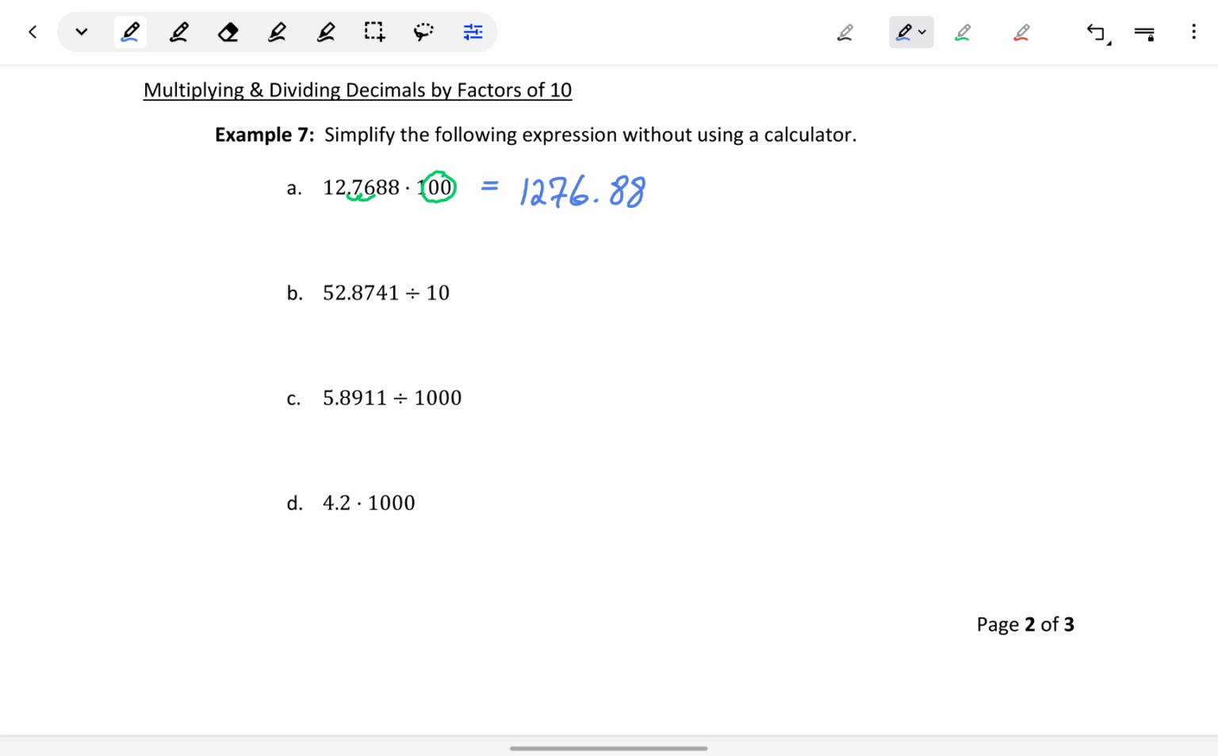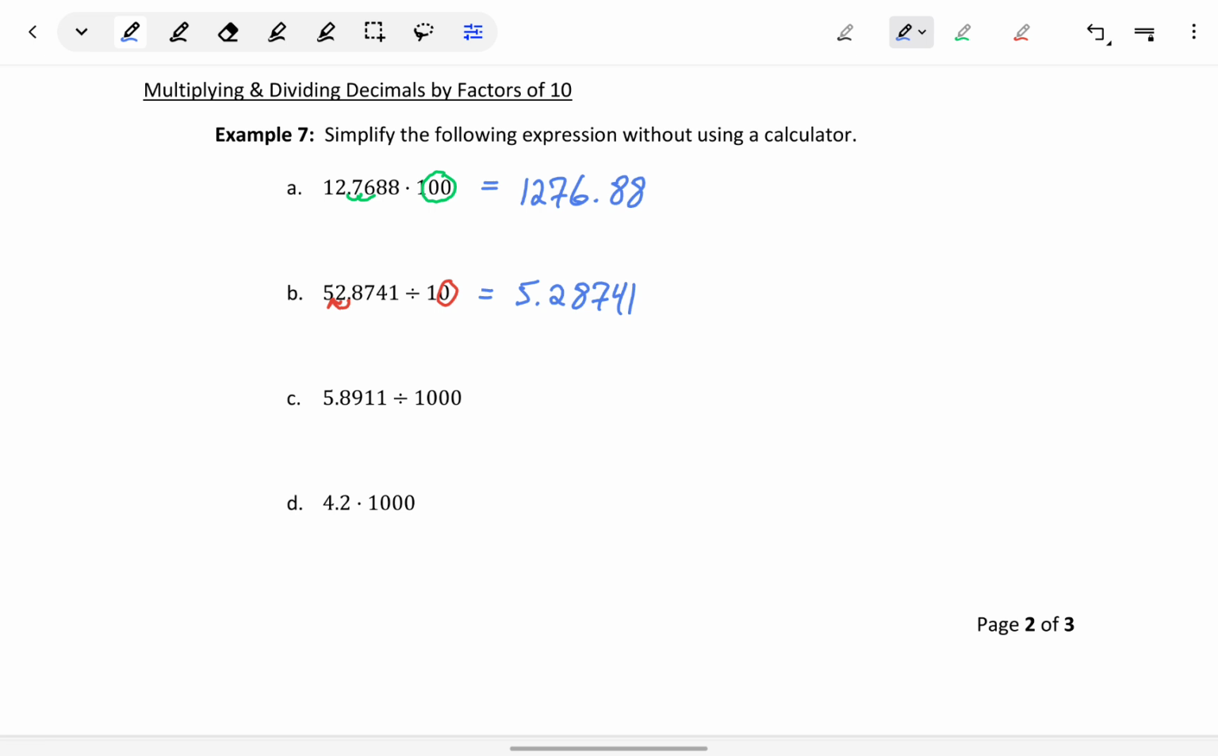If we're dividing, then we again look at how many zeros we have. In this case, we're dividing by 10, which has 1 zero. So instead of shifting the decimal place to the right, we shift it to the left by 1 place, meaning 52.8741 divided by 10 will be equal to 5.28741.